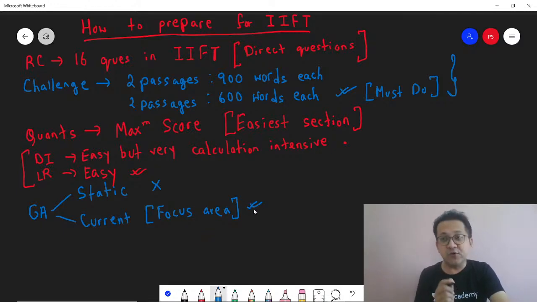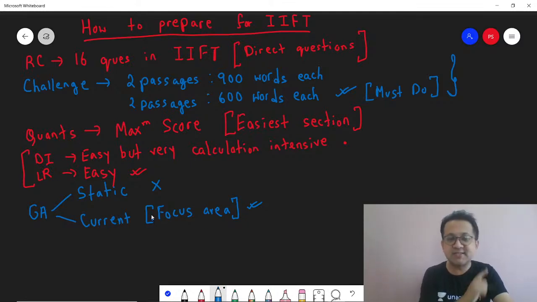Remember, even if you clear the cutoff in VRC, quants and LRDI, but fail to clear the cutoff in general awareness, you are not going to get a call. So it's essential that you clear the cutoffs in GK as well to get a call from IIFT Delhi, or for that matter, IIFT Kolkata. Please focus on current affairs. Static GK is too vast. It can't be done in the next 4 weeks' time.